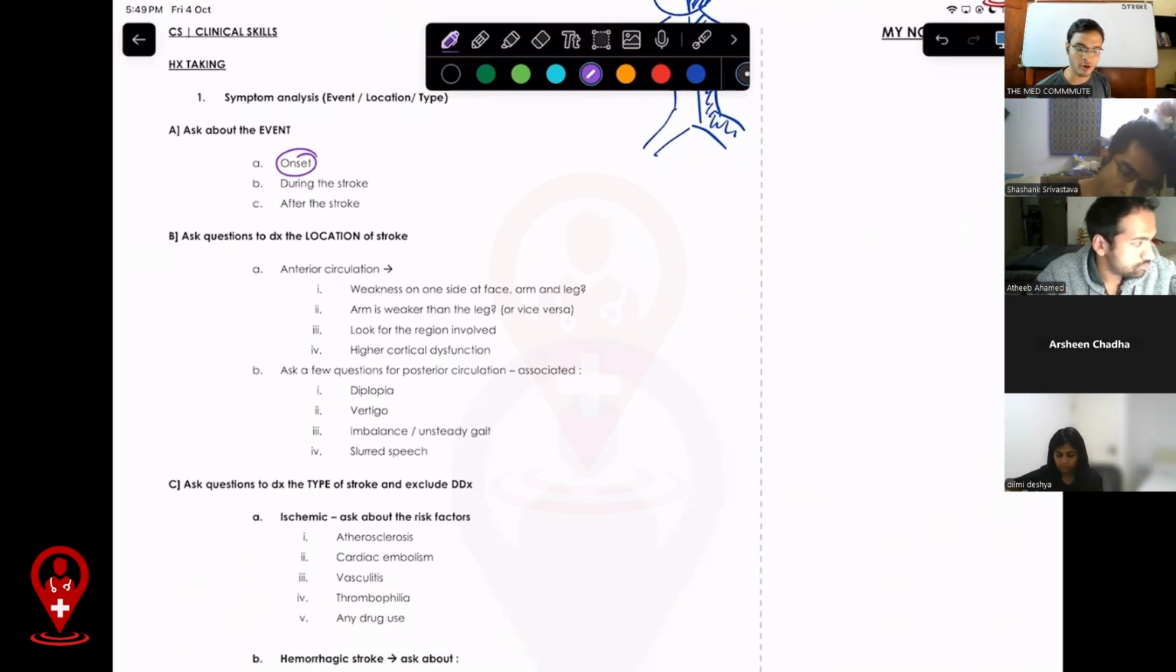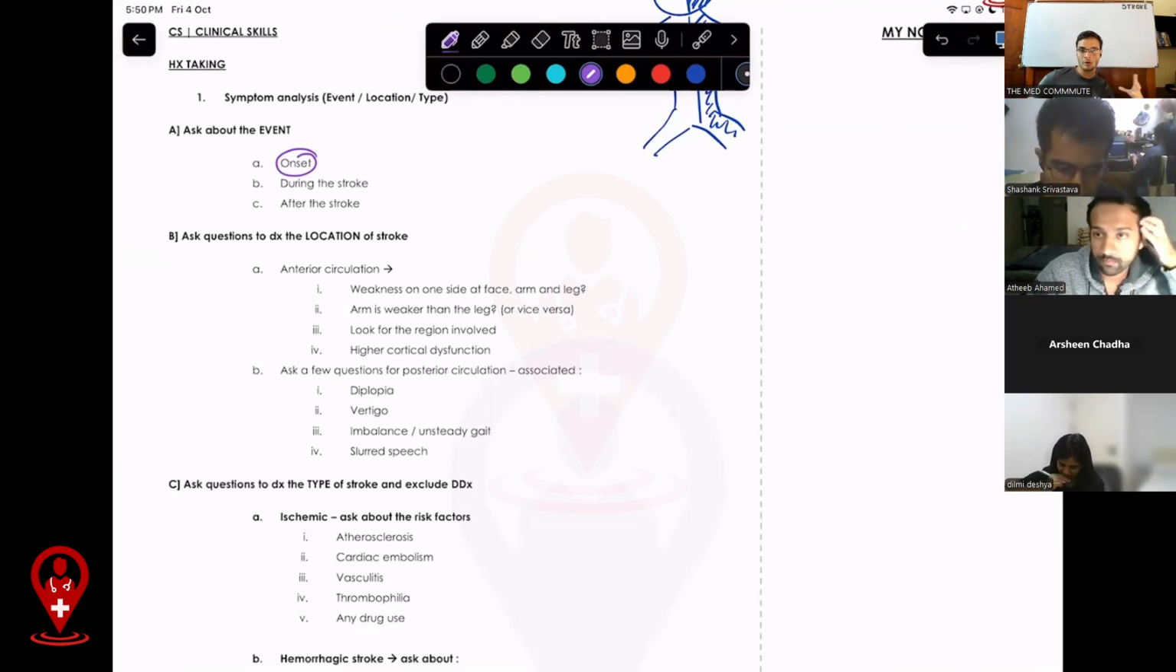Right? That is what we want to know. So you ask about the weakness, right? The face, arm, and the leg. You can then ask, was the upper limb affected more or the lower limb affected more? Because you all know, in the MCA type of stroke, the upper limb and the face is affected more, whereas in the ACA, it's the lower limb affected more. So you have to ask these type of questions, right?